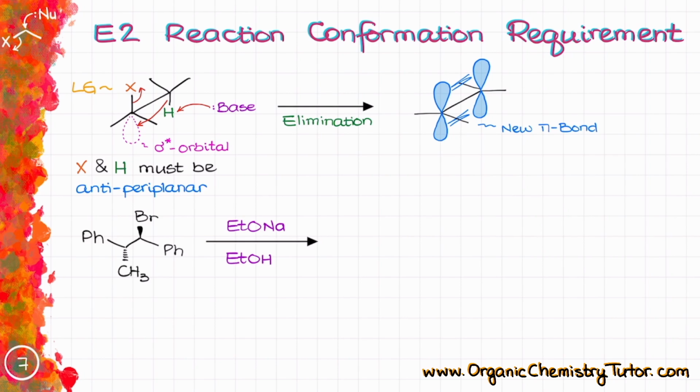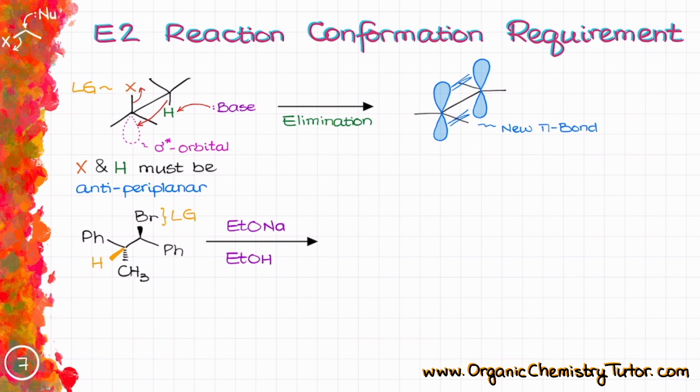So, for instance, let's look at this example over here. The substrate has a good leaving group in the form of the bromine atom. When it comes to the protons on the beta carbons, we only have one here, which makes our life easier. And those two, the bromine atom and the hydrogen, are not antiperiplanar to each other.